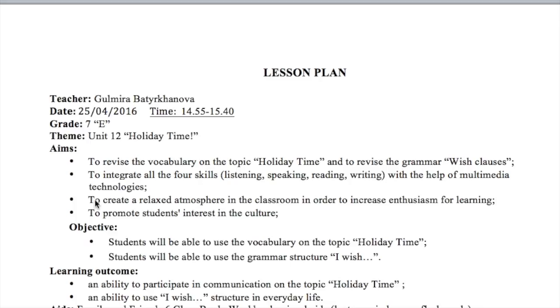What I think is important to include in a lesson plan is the third aim, which is to create a relaxed atmosphere in the classroom in order to increase enthusiasm for learning, and something like this. We have so many different possible aims, so make sure that you can add all of them. And also, as you can see, objective. We always write objectives as students will be able to. According to your plan, according to your aims, you're going to write what your students will be able to do by the end of the lesson or by the end of the whole process as you teach.